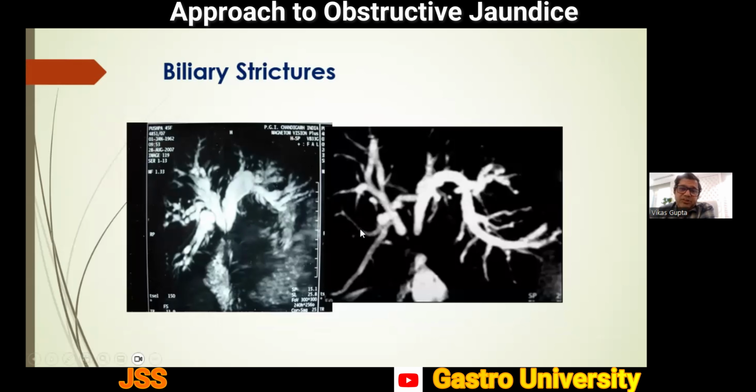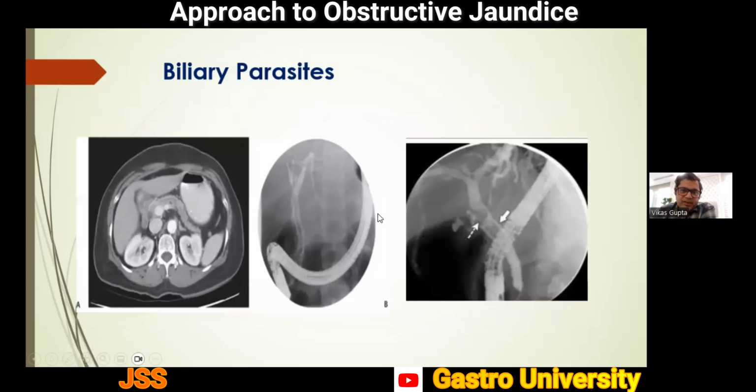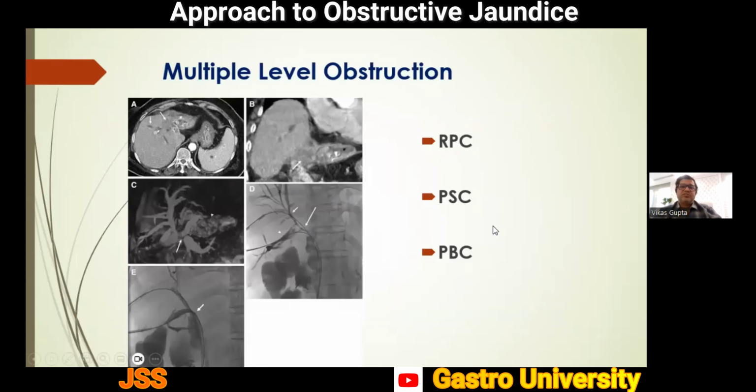And again, we need to see that the bile ducts are not very much crowded, so that means there is no atrophy of either segment of the liver. Sometimes we encounter biliary parasites. We can see Ascaris in the bile duct. We can see hydatid membranes in this bile duct. So these things can be encountered.